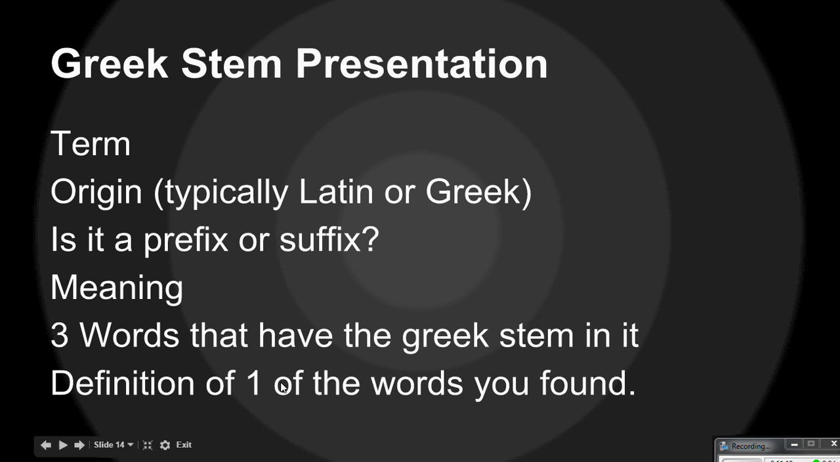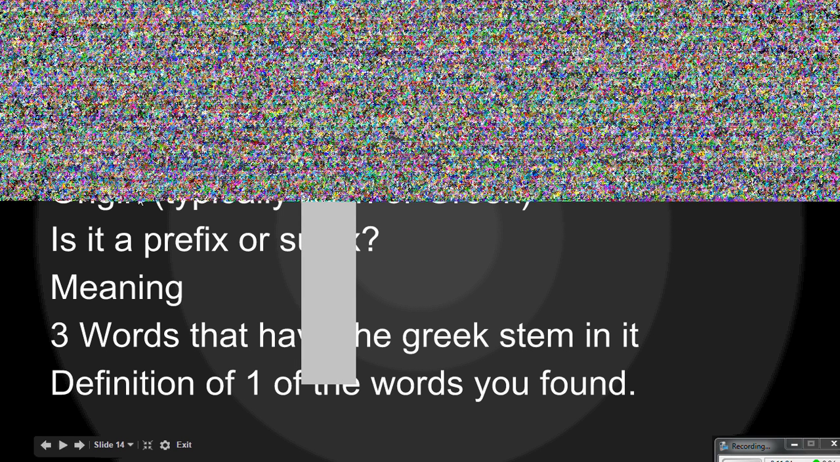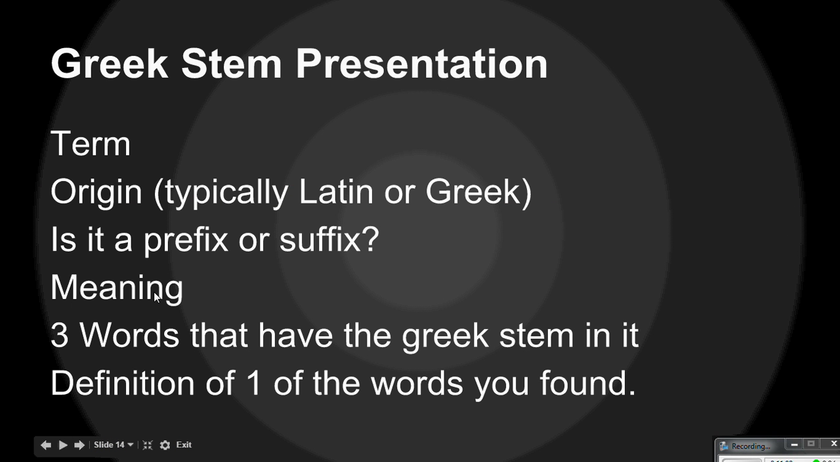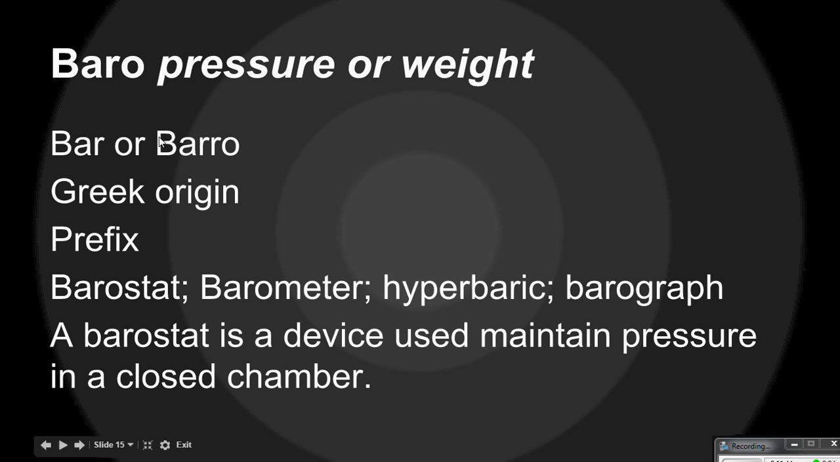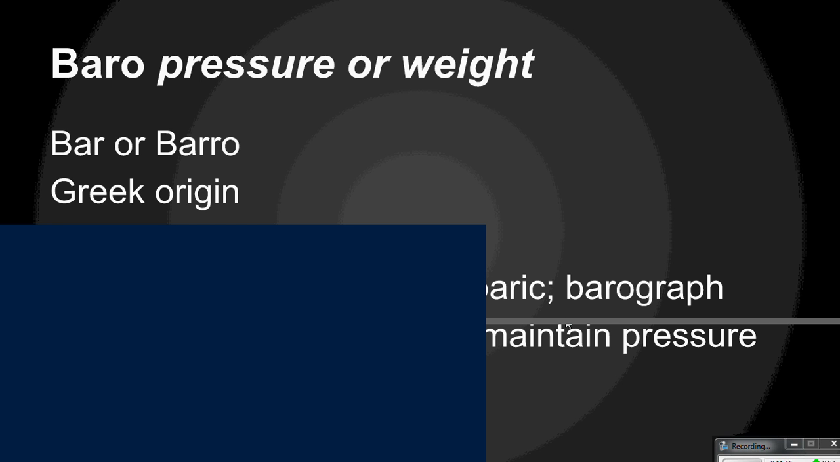The next type of word you could have is a Greek stem. Here are the requirements for a Greek stem presentation. You have the term. I want you to provide the class the word's origin. It's typically going to be Latin or Greek. Is it a prefix or suffix? What's the word's meaning? You want to find 3 words that have the Greek stem in it, and then a definition of one of the words you found. For example, baro, pressure or weight, bar or baro. It's Greek origin. It can be a prefix, barostat, barometer, hyperbaric, barograph. And then I give you the word. A barostat is a device used to maintain pressure in a closed chamber.